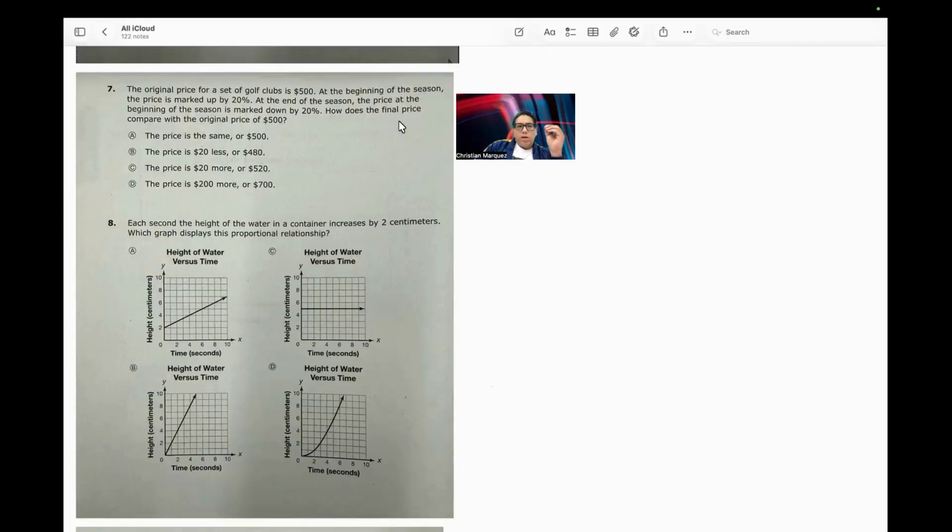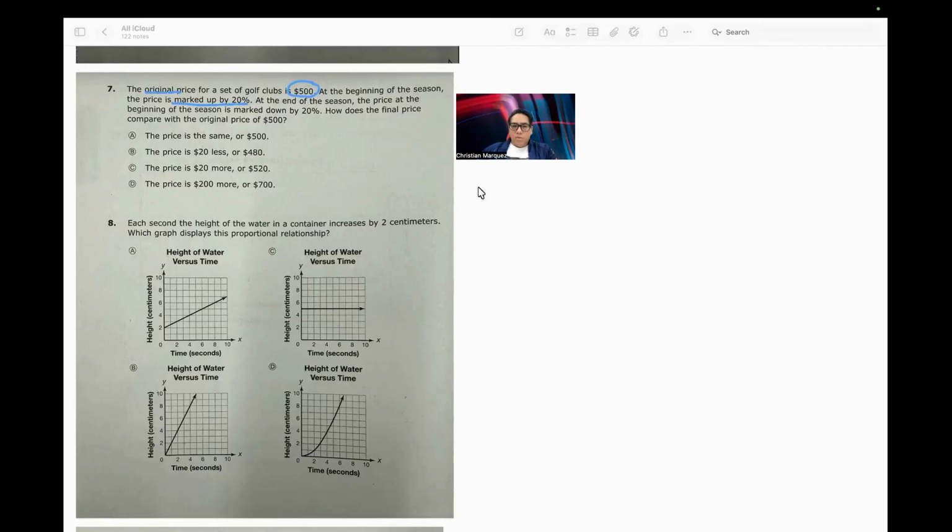It looks like they have a markup by 20%, and then this new price later on is going to be marked down by 20%. So once you get this number, you need to compare it with the initial price that was $500. Okay, let's start finding the markup by 20%. The original price in this problem is $500.